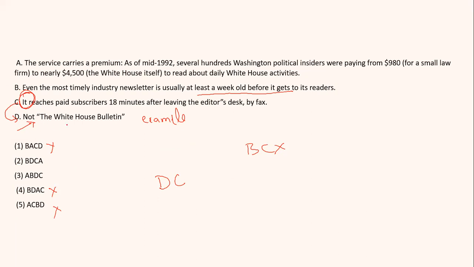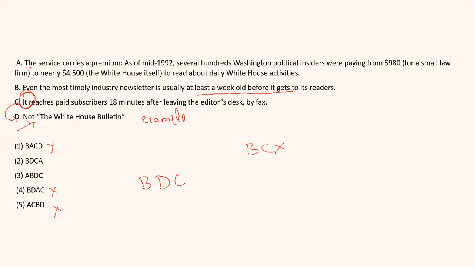Now look at "not the White House Bulletin". This is an example of something. And read B: even the most timely newsletter is usually at least a week old. Then it will say, not the White House Bulletin. This is not the case with the White House Bulletin. So B will come before D, and it says this is not the case with the White House Bulletin. It takes only 18 minutes.